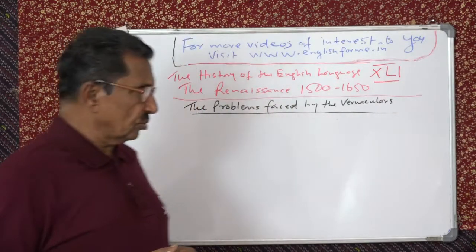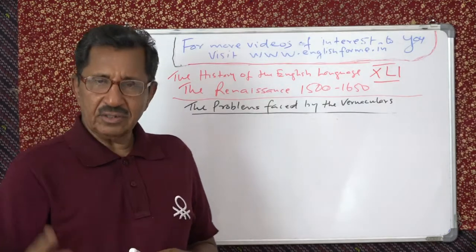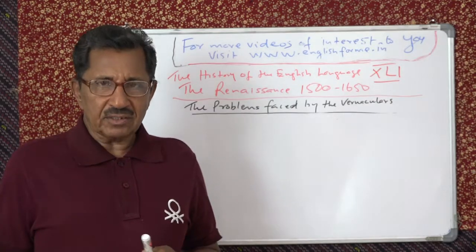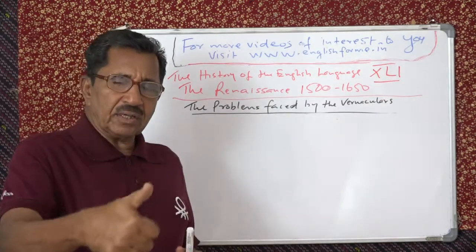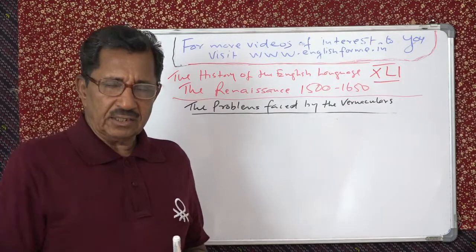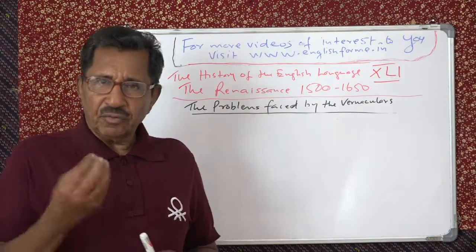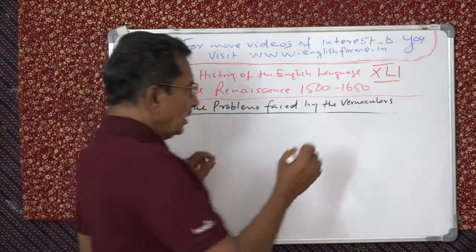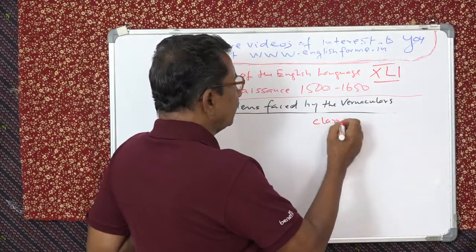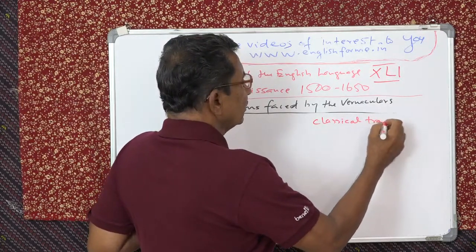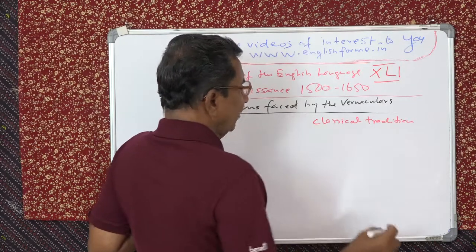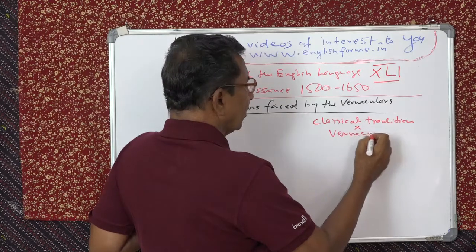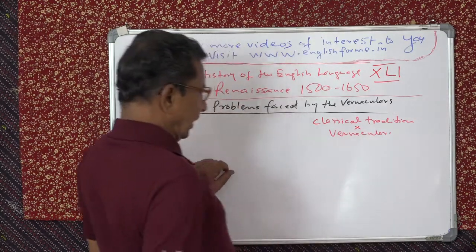What we have done so far, we'll continue in the next class. We are now dealing with the problem of recognition. There are three problems: one is recognition, second is orthography, and third is enrichment. Today we have been discussing a few points about recognition. The background is classical tradition. Classical tradition means use of Latin and Greek. Against this you have the vernacular tradition. Vernacular means native languages, popular languages.